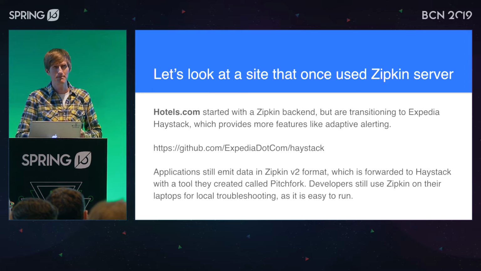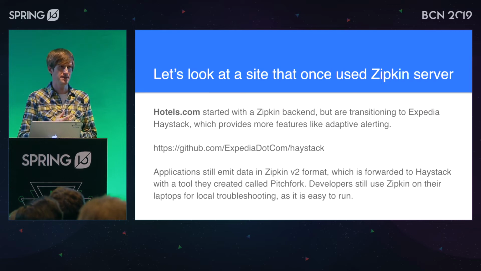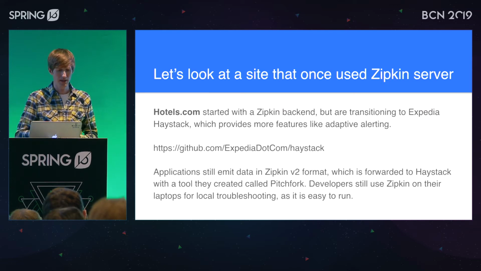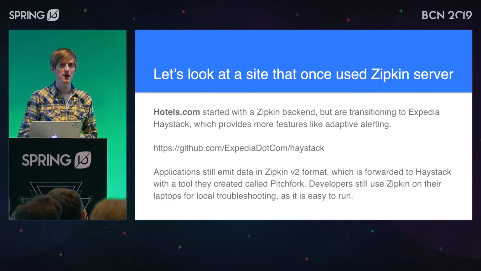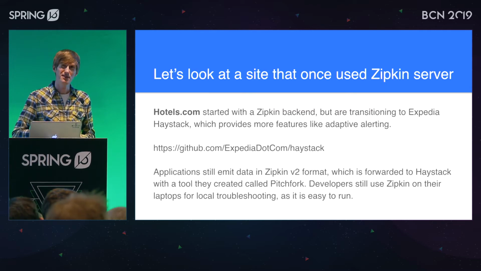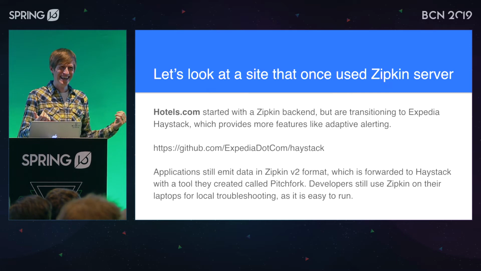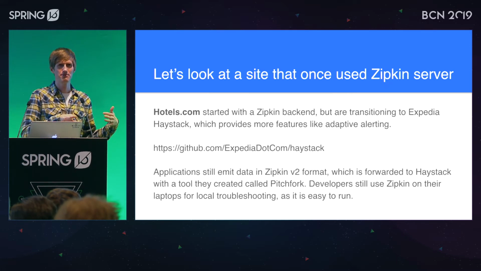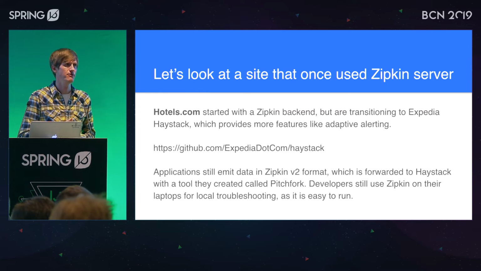So hotels.com started with a Zipkin backend, and they're using apps like Spring Cloud Sleuth. They want to send data to a different tracing system because the corporate has this bigger infrastructure called Haystack. So what they've done is they don't bother with rewriting their apps to send arbitrarily into a different format. They have this tool called Pitchfork, which is also a Spring Boot app, I think, and that basically just proxies the data out to the other system because the data formats are usually kind of similar, so it's not a big deal.